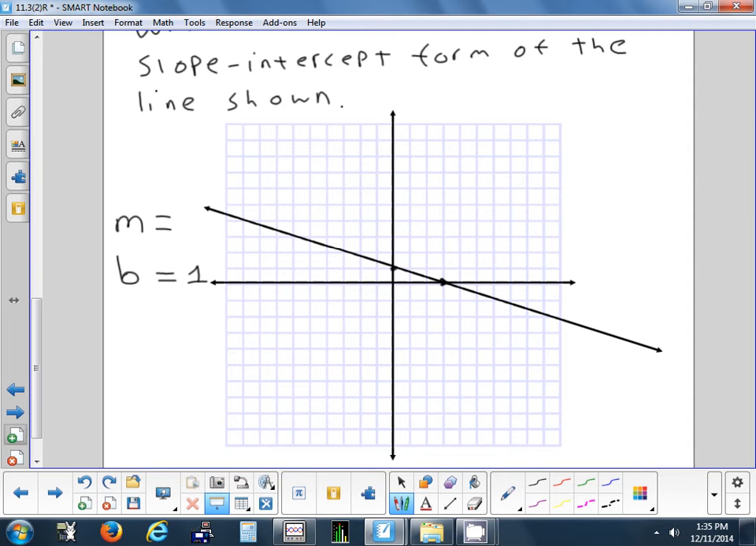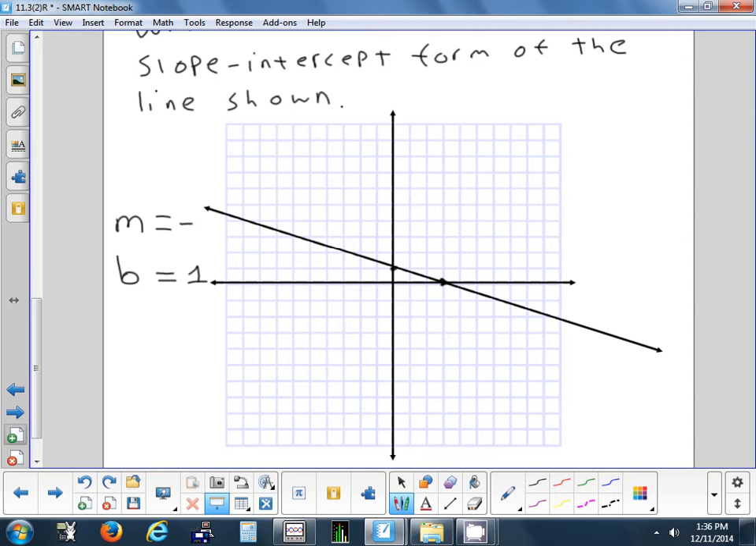Look, before we even write down the number for slope, what kind of slope is this? Is it a positive or a negative? How do you know negative? Because it goes down and then over. It's slanting down. Good. So right away, put your negative.